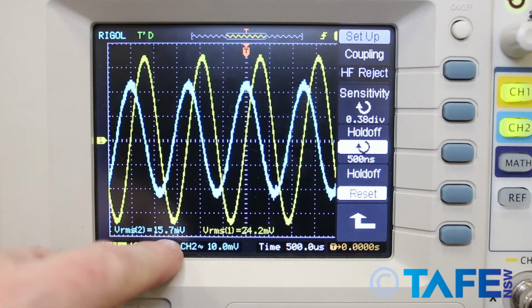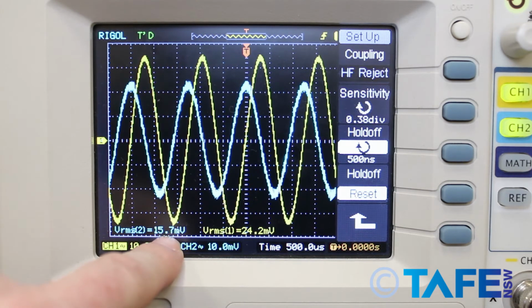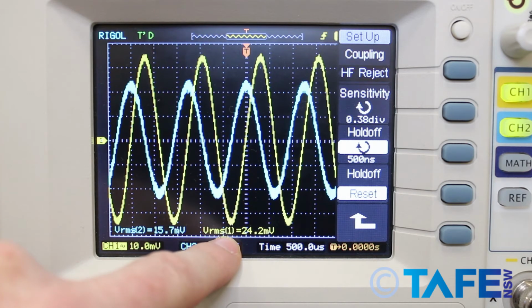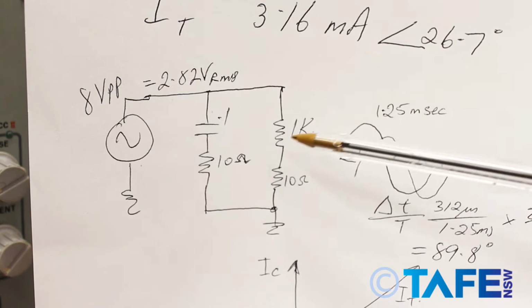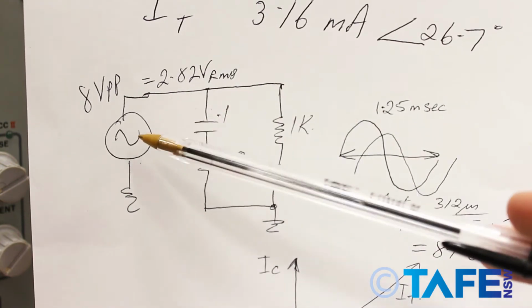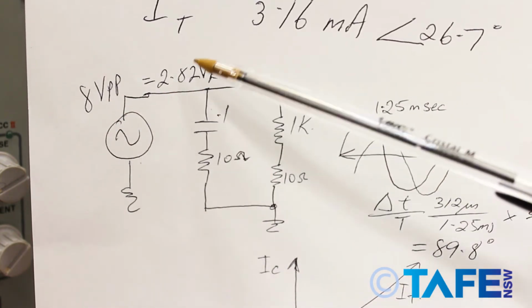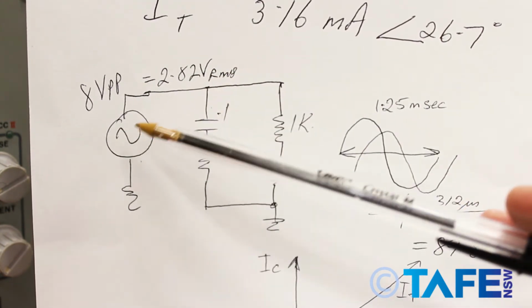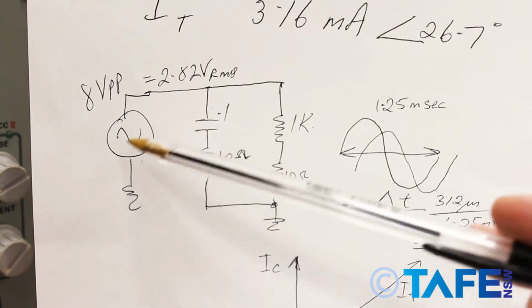But nevertheless, the oscilloscope is telling me that I've got 15.7 millivolts RMS on channel 2 and 24.2 millivolts RMS on channel 1. So just reviewing what we were doing, here's the circuit with the 8 volts peak to peak, which is 2.82 volts RMS at 800 Hertz. I should have written that down there.